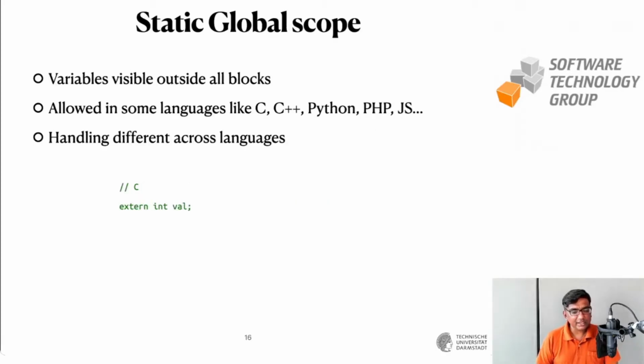There is a special kind of static variable called global variables, which have what is called a global scope. And as the name indicates, global variables are visible outside all blocks, meaning all functions, depending on your language, which is the broader scope, be it a class or a function. Global variables exist outside, and they are visible outside all of these blocks. Now, they are allowed in some languages like C, C++, Python, and JavaScript. And handling of these global variables is different across different languages.